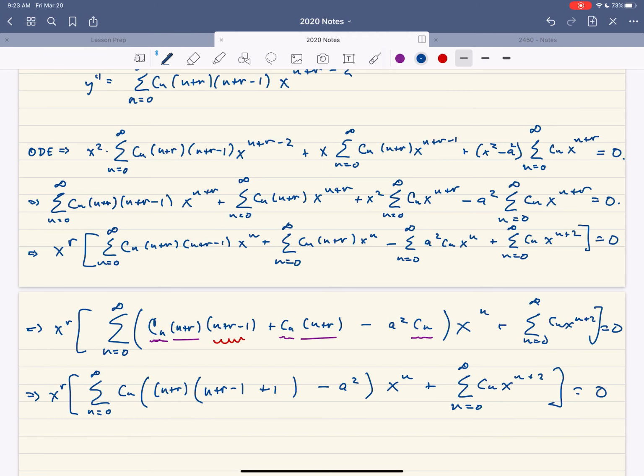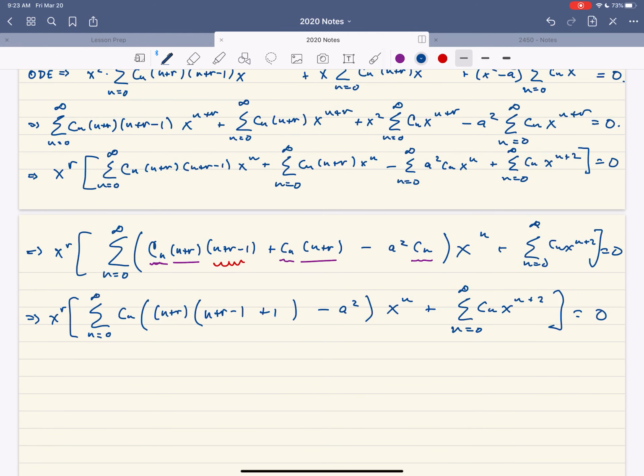All right. And let's see, next, this is going to be x to the r. So from n equals 0 to infinity, c sub n, and then this is going to be written much nicer. So this is going to be n plus r squared, because this is n plus r times n plus r, minus a squared. So the difference of squares there, that works out very nicely. x to the n plus the other stuff.